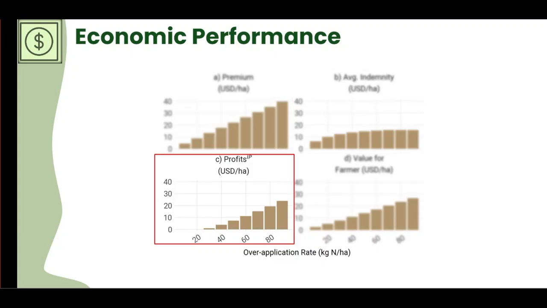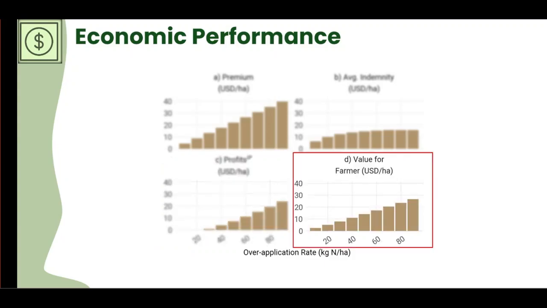The profits are the difference between the previous two graphs, A and B. So the profits for the insurance provider. And we see that those increase because one is increasing, the other one is more or less stable. So the difference is increasing. Something important here is that at the low end, this is not profitable. So that's why we set a threshold of 40 kilograms per hectare when this becomes profitable. So those farmers that are close to the science-based recommendation, this wouldn't be viable, but it becomes viable after that.